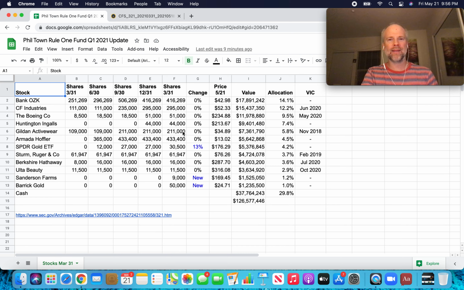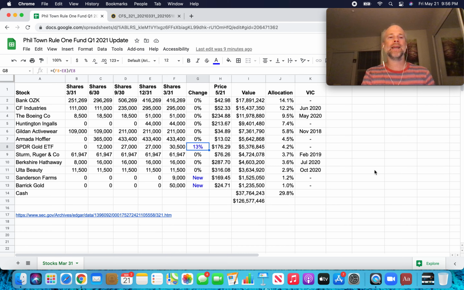You see here in the top six positions: Bank OZK, CF Industries, Boeing, Huntington Ingalls, Gildan Activewear, and Armada Hoffler, the REIT that Phil Town owns. There's no change in the top six positions, okay? So not a super high level of activity in the first quarter of 2021 for Phil.